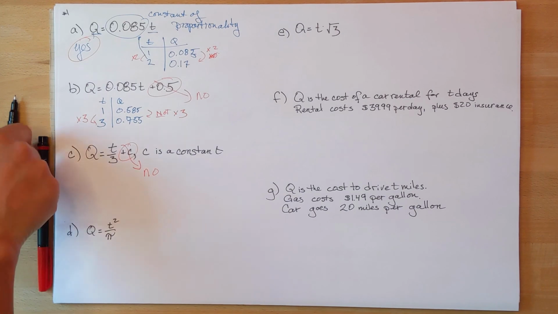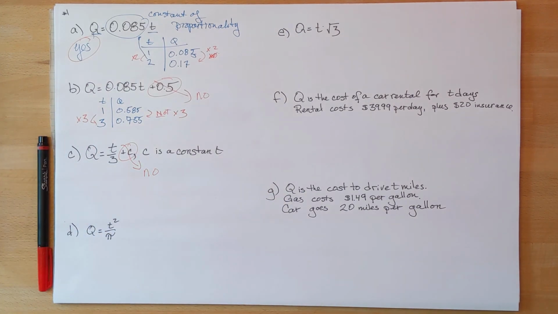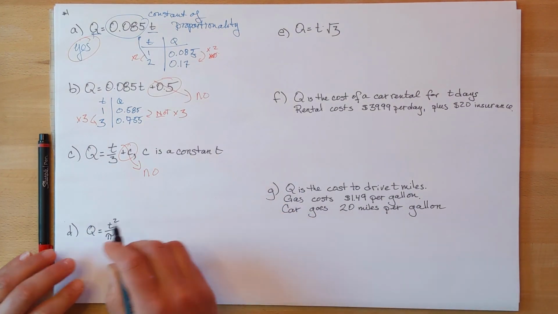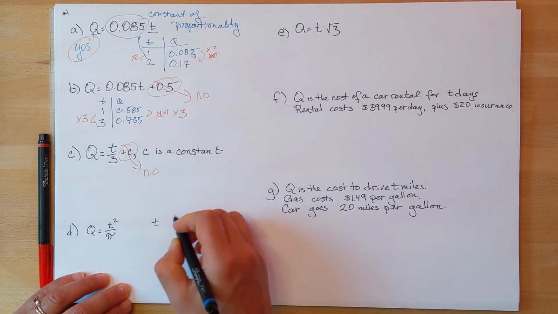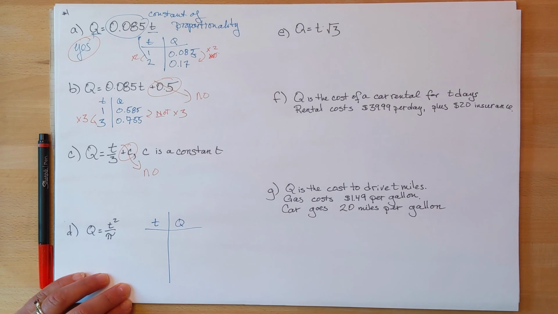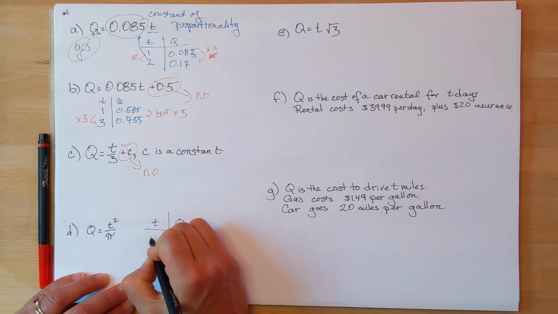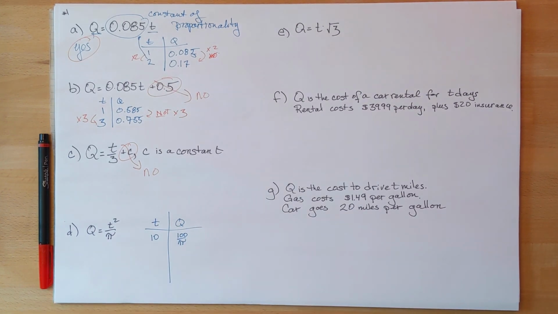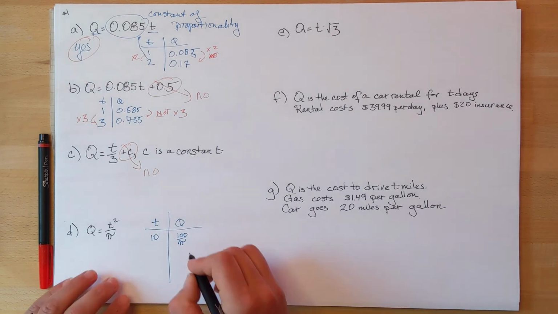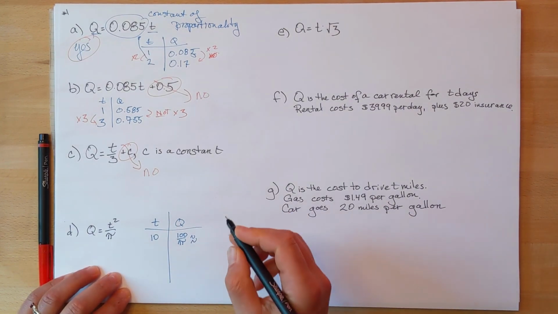How about D? D is fairly simple. It doesn't have a plus anything, but it does have this squared. So if you get a little bit confused, you know at this point how to check it. Pick a value for T and see what the resulting value for Q is. I don't always have to start at 1. Let's start at 10. If T is equal to 10, Q is 10 squared over pi, or 100 over pi. You could get your calculator to turn that into an actual number. It's roughly 31.8.